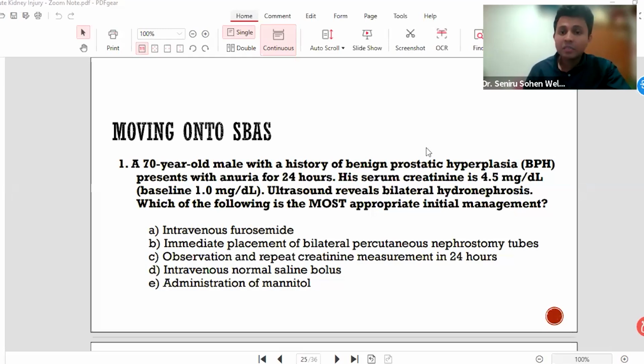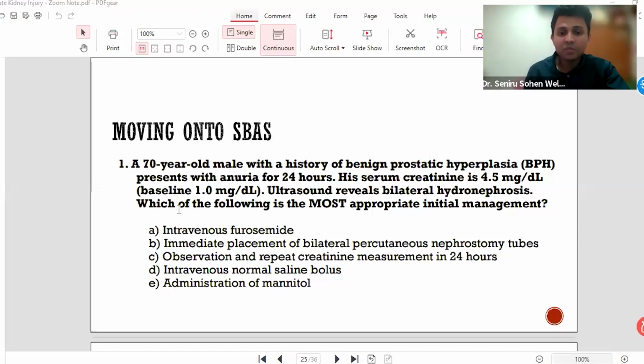And the ultrasound reveals bilateral hydronephrosis, which is a little uncommon for patients with benign prostatic hyperplasia. But even with BPH, you can have the bladder going into chronic retention, with the bladder becoming hypertrophic. Then you can have vesicoureteral reflux as well as ureteral stenosis that can lead to ureteral obstruction and then finally go into hydronephrosis. So, which of the following is the most appropriate initial management?